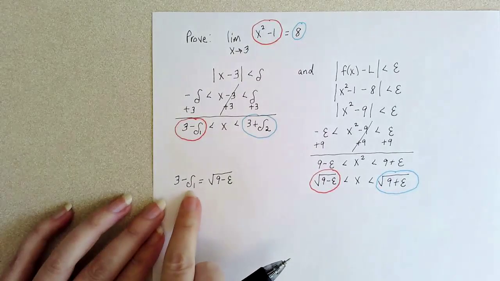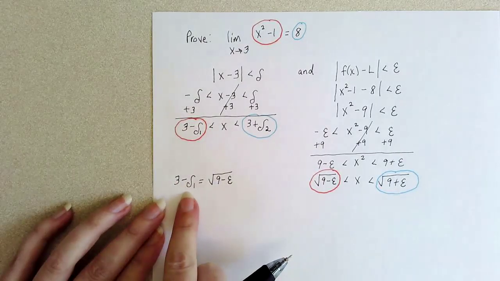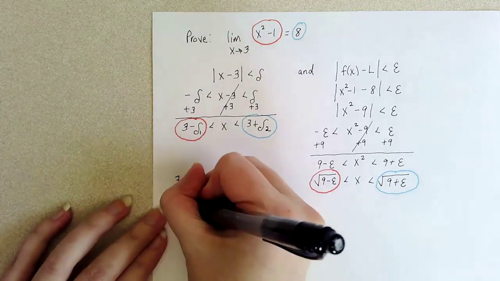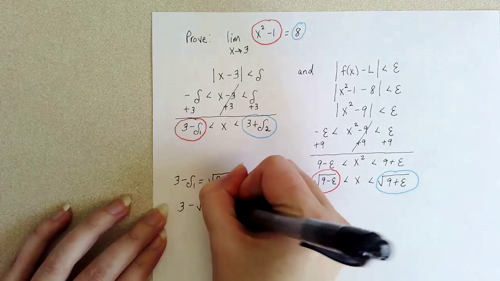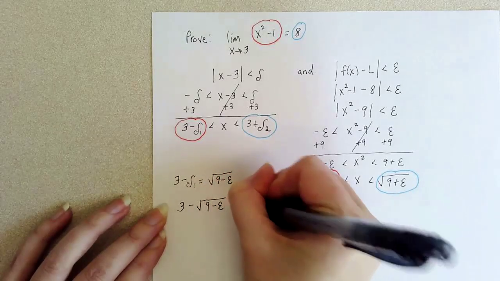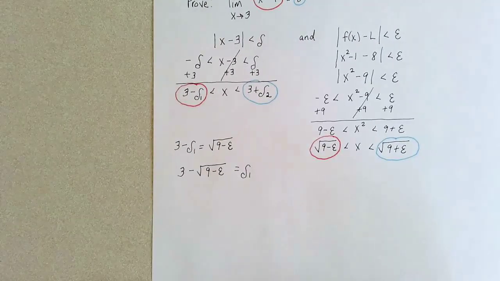And if I'm trying to get delta 1 by itself, I can go ahead and add the delta 1 over here and then subtract this square root of 9 minus epsilon on this side. So I'll have 3 minus the square root of 9 minus epsilon is equal to that delta 1. And I know I skipped steps there, but I promise that's how that one will work out.